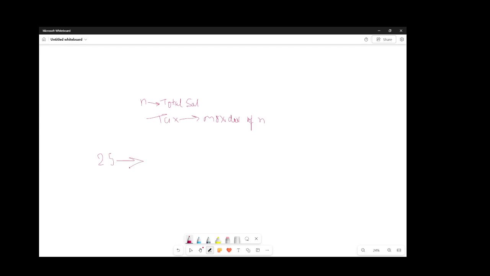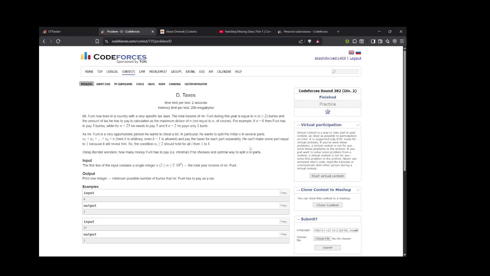So what is the maximum divisor of 25? Think. Obviously it's 5. And let's suppose the number is 9. So what is the maximum divisor of 9? 3, obviously. If the number is 16, what is the maximum divisor of it? 8 it is. So this is the salary and this is the tax we need to pay. Right? Clear till now?